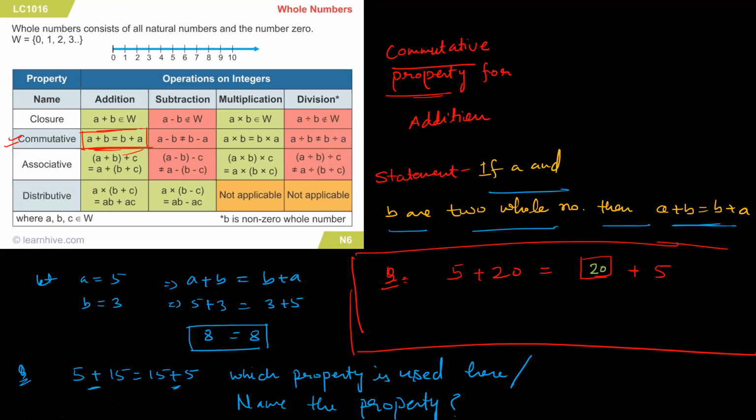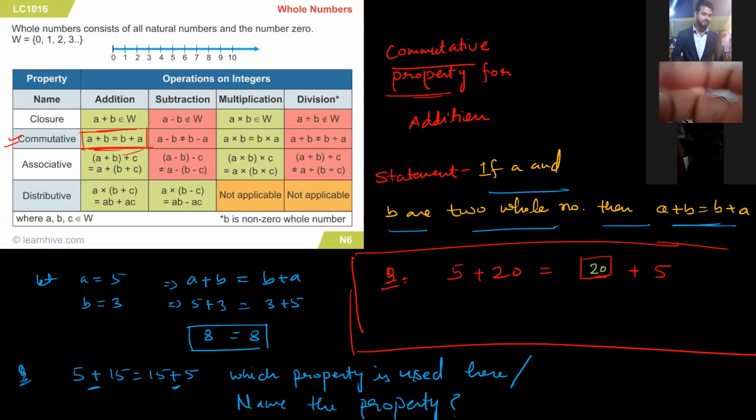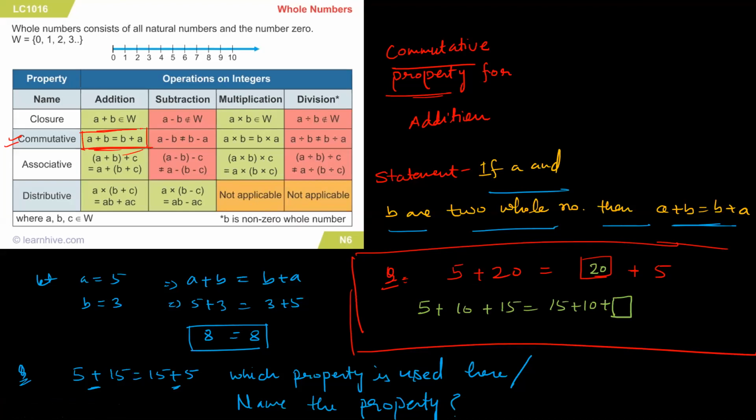Now if I write 5 plus 10 plus 15 is equal to 15 plus 10 plus blank, then what are you going to fill in the blank? What are you going to fill in the blank?